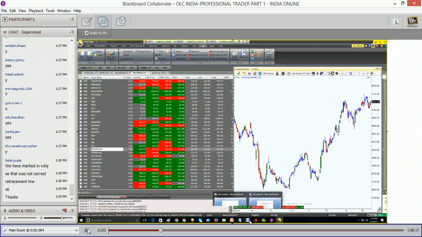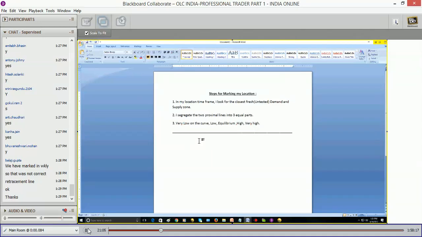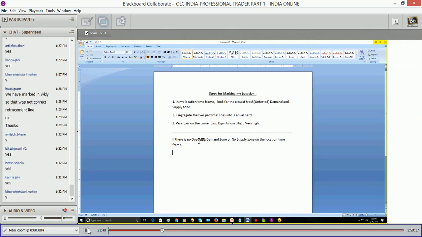The other concept says that if there is no opposing demand zone or no opposing supply zone on the location time frame, would you all agree with me that you will not be able to mark your curve? Would you all agree with me that in this scenario you will not be able to mark your curve?